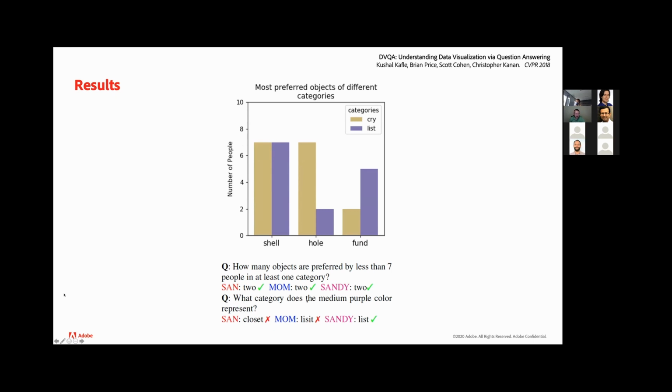However, one like this, which category does the medium purple color represent? This does require reading, so we know that it's going and trying to read it. The image VQA answered closet, which is not in here as an answer. MOM had licit, which is actually the correct answer, but bad OCR for list. And then SANDY got list.